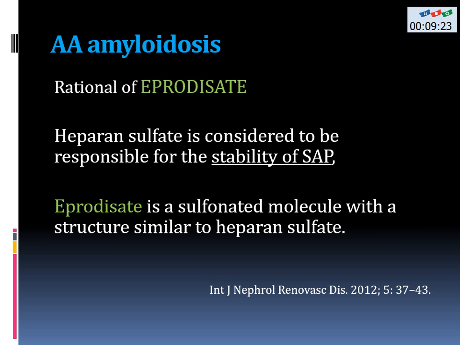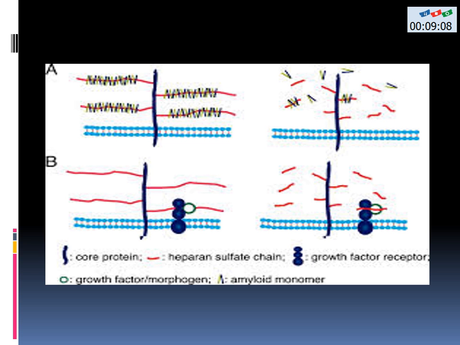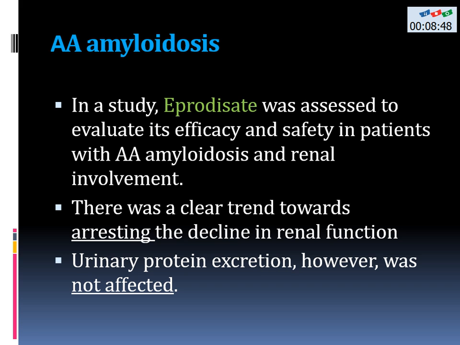Another drug is called eprodisate. Eprodisate has a structure similar to heparan sulfate, and I'll show you a diagram to tell you the importance of heparan sulfate. Heparan sulfate is a stabilizer of the protein structure, as you can see here. This is the heparan sulfate. It stabilizes the protein structure. So this drug, eprodisate, works by competitive inhibition of the heparan sulfate, leading to breakdown of these fibrils and again destabilization of the fibrillar components of AA amyloidosis.